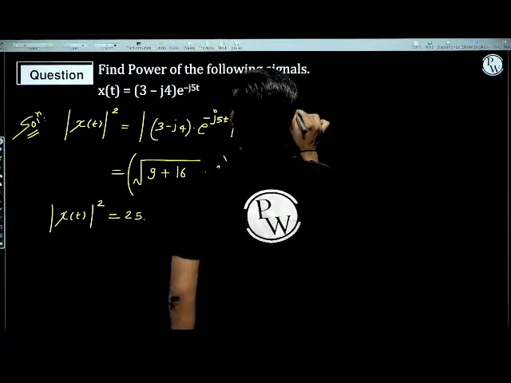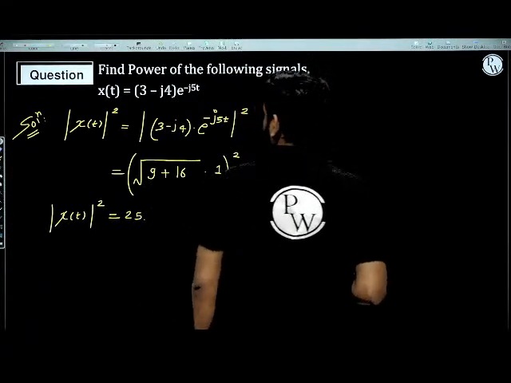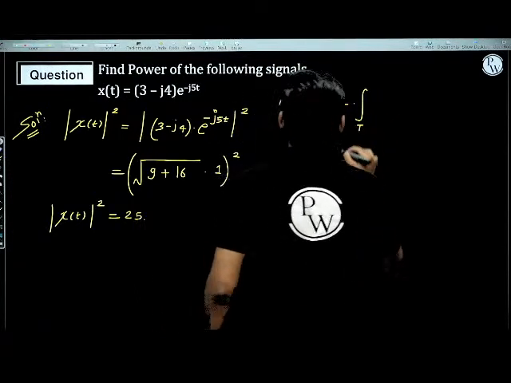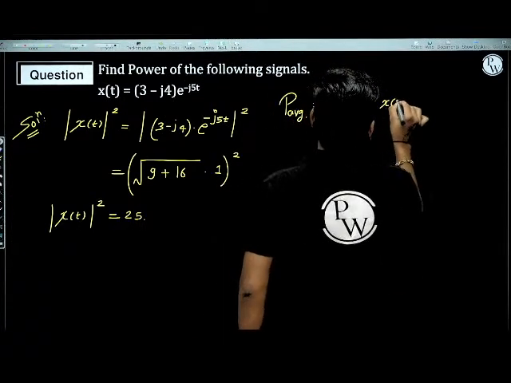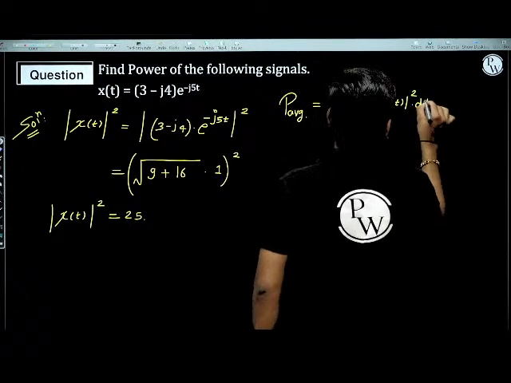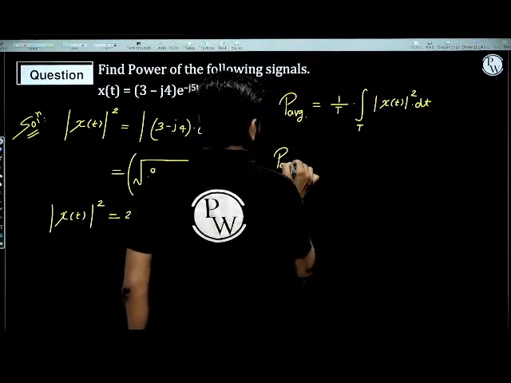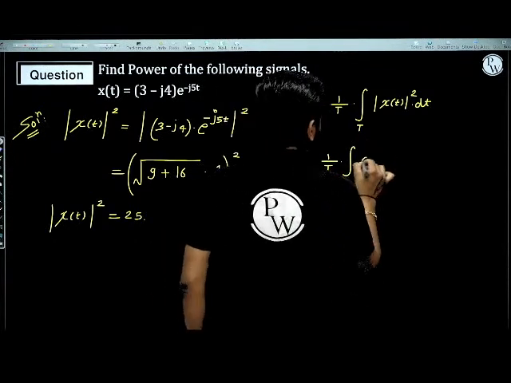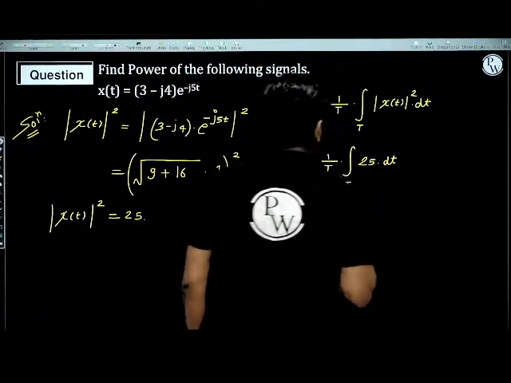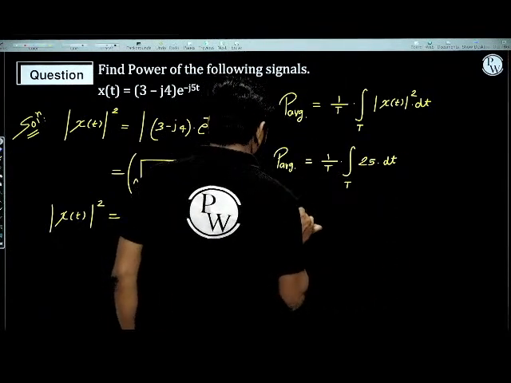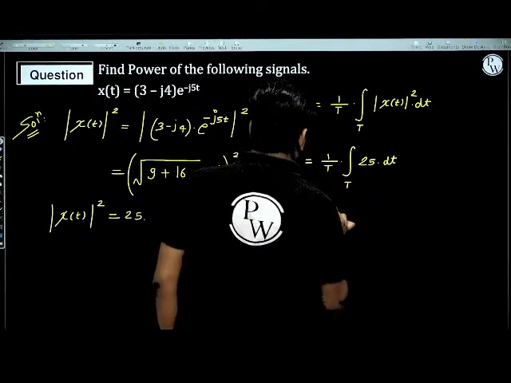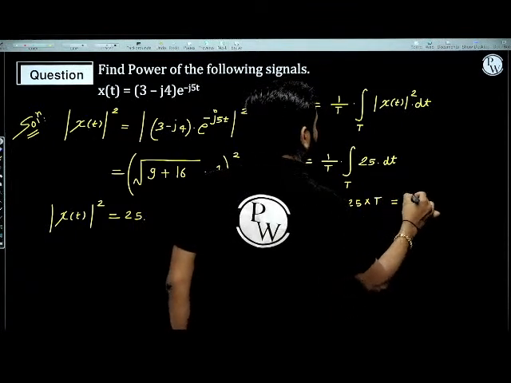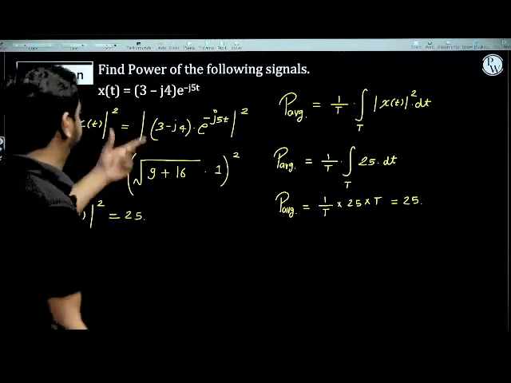That's why its average power is given by 1 by the fundamental time period, integration over a fundamental time period of the continuous time signal, mod x of t whole square dt. So average power is 1 by T integration over a fundamental time period, this is nothing but 25 dt. So here 1 by T, this is 25 T into T, so it is nothing but 25. So average power of this function is nothing but 25.